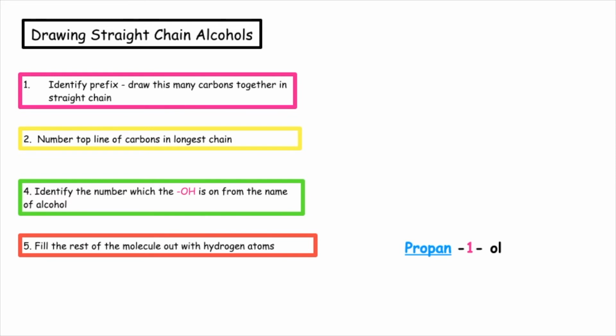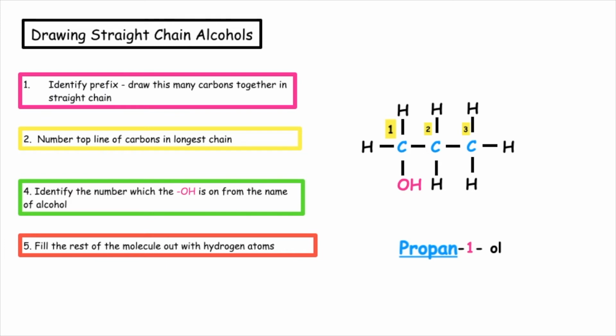The next one we've got is propan-1-ol. Prop tells me we've got 3 carbon atoms connected in a straight chain. I'll number the carbon atoms 1 to 3 from left to right. I look at the position of the hydroxyl group from the name, and it tells me it's on position 1. And I'll fill the rest out with hydrogens, and that's us drawing propan-1-ol.